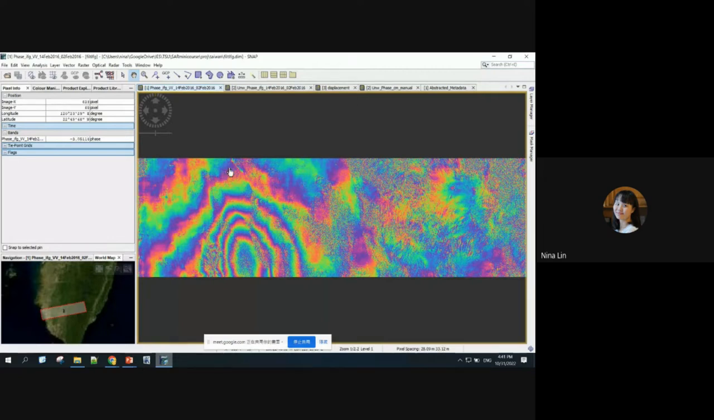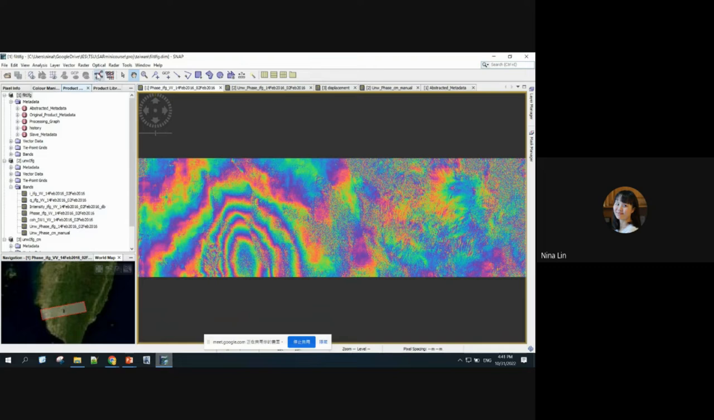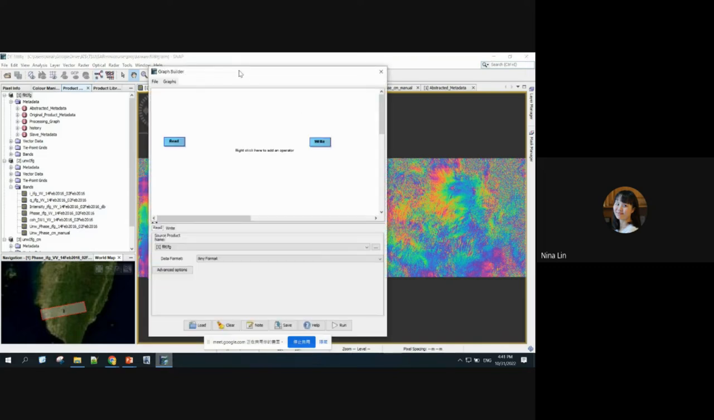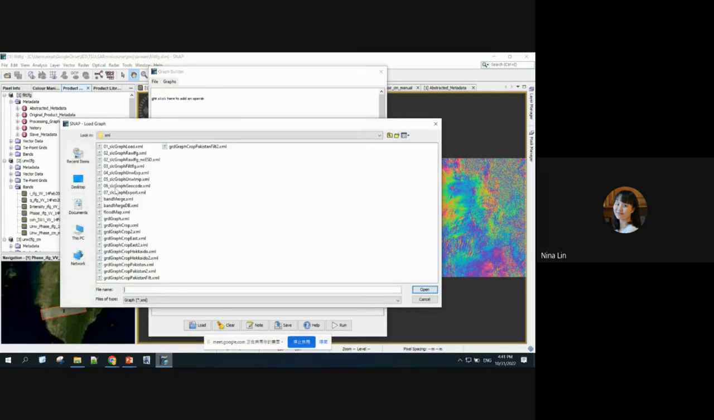So the next flow, let me see, where is it? Okay, so session 12. Now let's go back to the graph builder. And let's load the sixth graph, geocode. I already gave this to you, remember? Previously we finished the unwrapping, and now let's move on to the geocode.